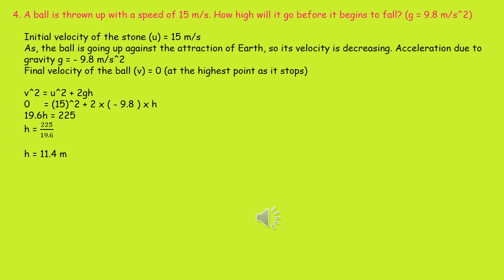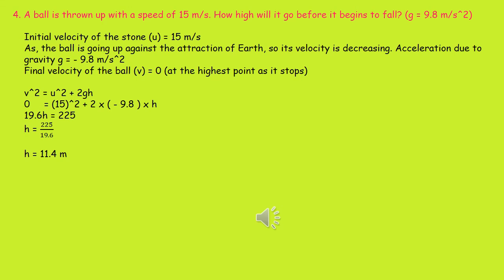A ball is thrown up with a speed of 15 meter per second. How high will it go before it begins to fall? g is given as 9.8 meter per second square. Initial velocity of the ball u is equal to 15 meter per second. As the ball is going up against the attraction of earth, its velocity is decreasing. Acceleration due to gravity g is equal to minus 9.8 meter per second square. Final velocity of the ball v is equal to 0 at the highest point.